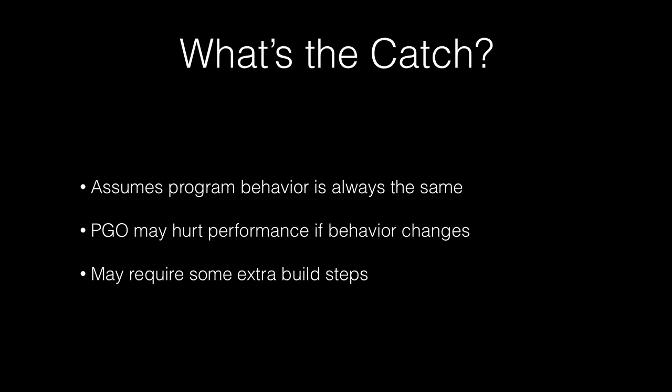But of course, there's a catch. There's always a catch. PGO is based on the assumption that you can predict the behavior of a program. And in a lot of cases, that may be true. If it's not, it can actually make your performance worse. If you profile the application with inputs that make the program behave in one way, and then optimize for that, and then later come back with a different set of inputs, it may actually hurt.